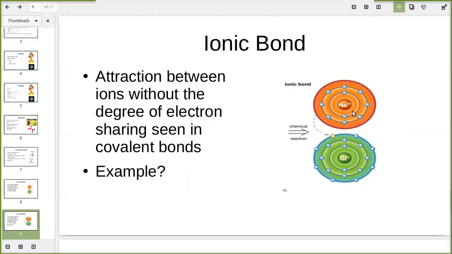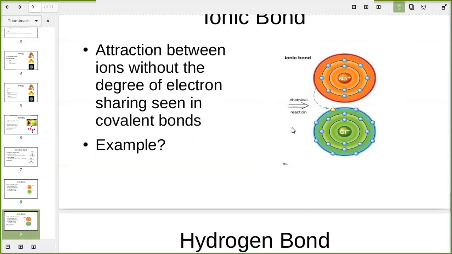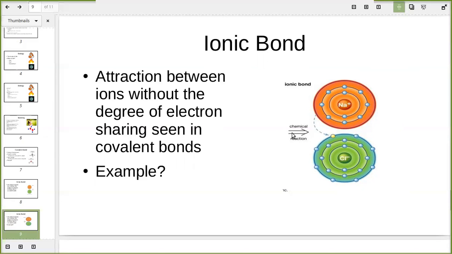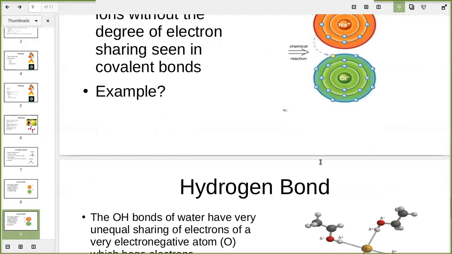Can anybody think of an example of an ionic bond? You could use this. What would its regular name be? Table salt, right? So this is just plain old table salt. You use it at dinner, and ionic bonds are weak. You pour it in water, and the salt just dissolves and falls apart, right? So that's an ionic bond. And there's a tiny bit of sharing because they're so close together, but not to the degree that you see in covalent bonds.